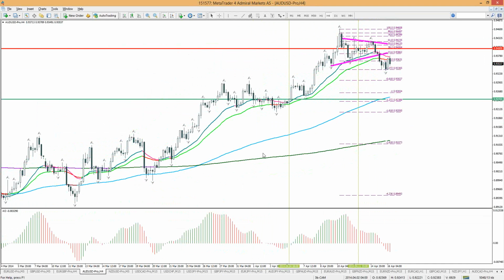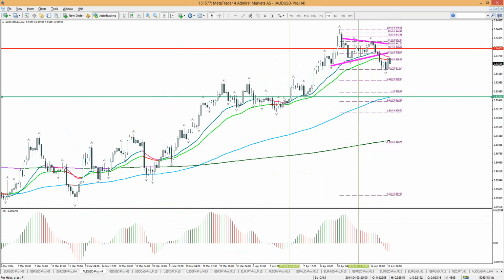Bullish wedge where I bought above this fractal here, and I bought here twice. 92.52, 92.80ish, 92.78 or something like that. When we got the bounce here again.